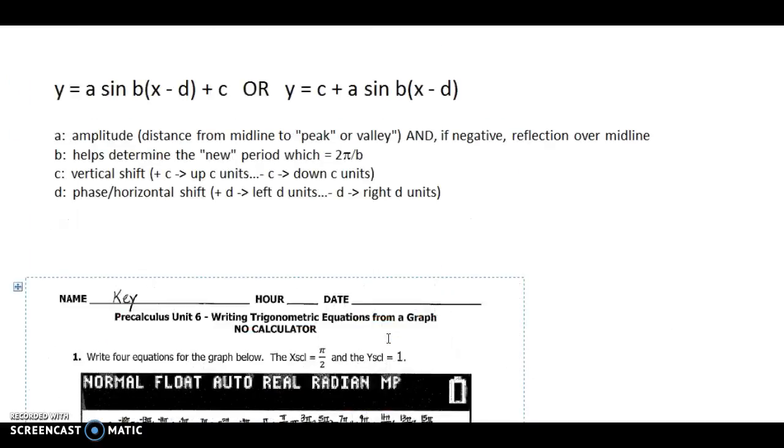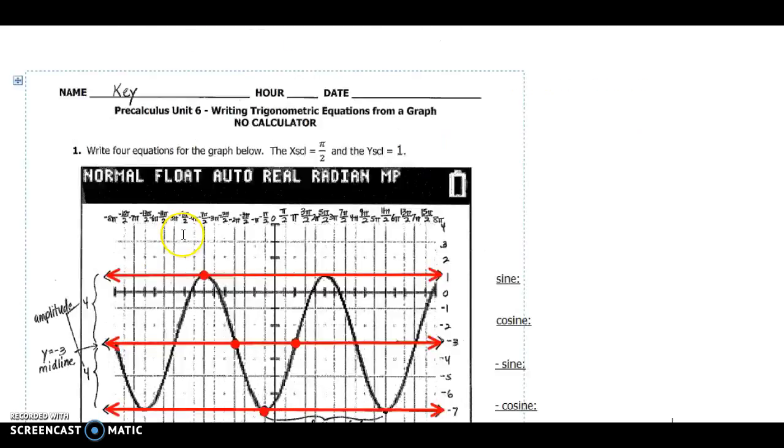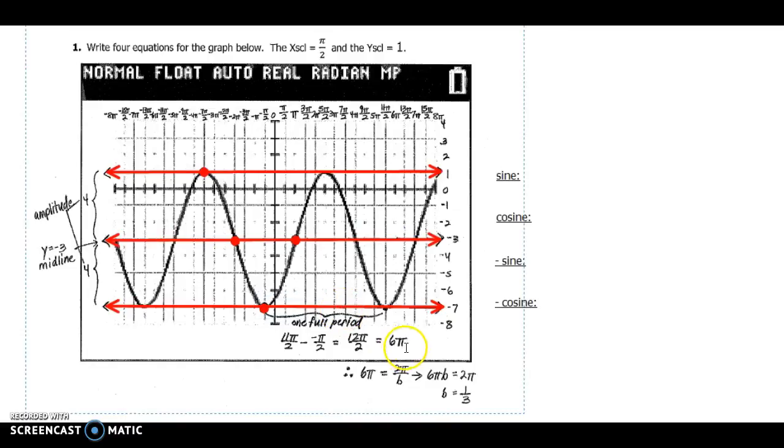So if we go back up here, normally we know what b is, so we use that to calculate the new period, and the new period equals 2 pi over b. Well, now we're doing that backwards. So I know that my new period is 6 pi, so I set 6 pi equal to 2 pi over b, and I solve this equation.